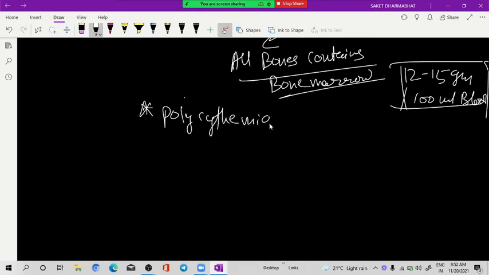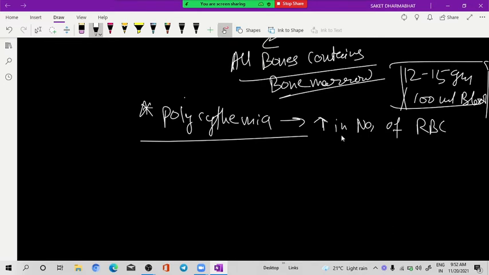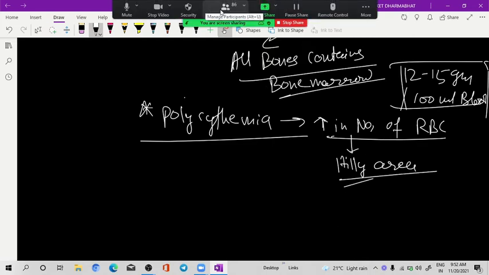Abnormal increase in the number of RBCs. This is called as what? Polycythemia. Where is this condition taking place? This condition takes place in the hilly area.